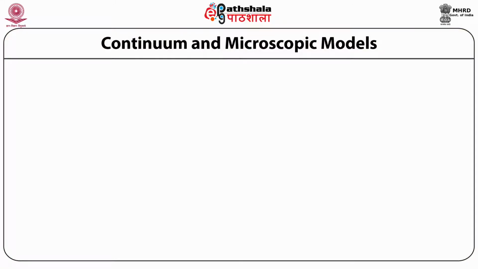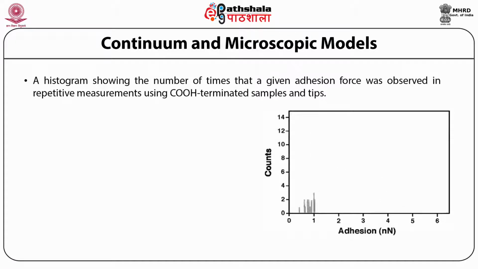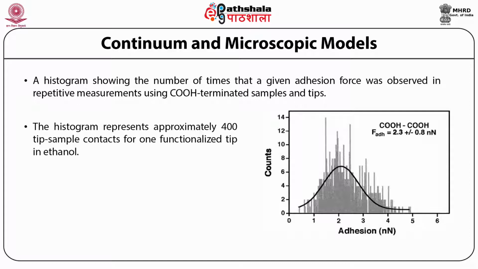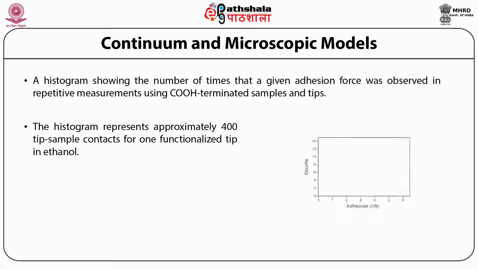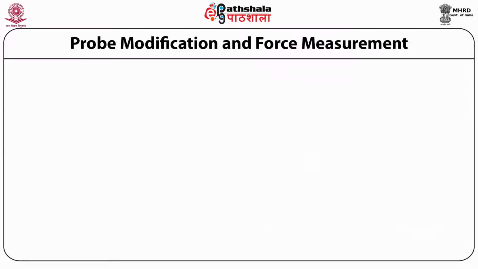It gives a plot of counts versus adhesion for formic acid, a histogram showing the number of times that a given adhesive force was observed in repetitive measurements using COOH terminated samples and tips. The histogram represents approximately 400 tip-sample contacts for one functionalized tip in ethanol. This talks about probe modification and force measurement.